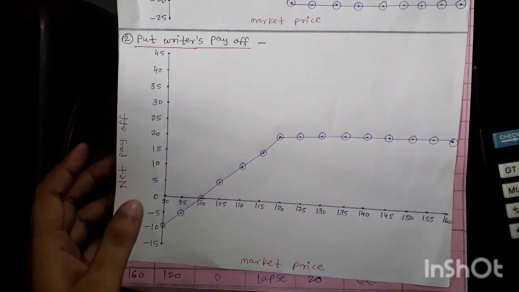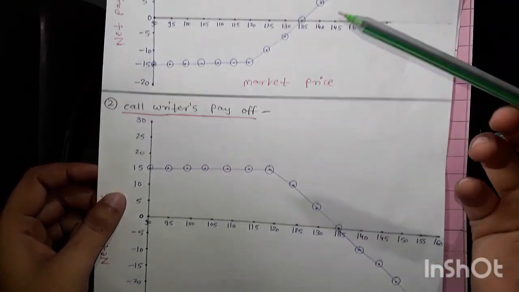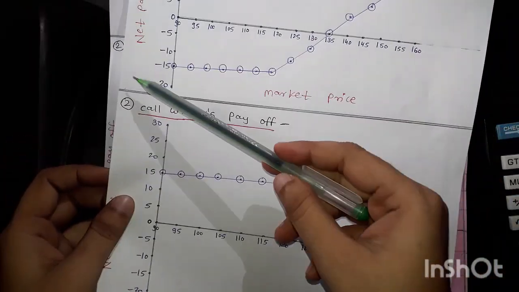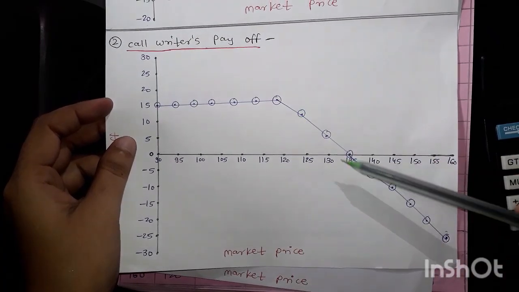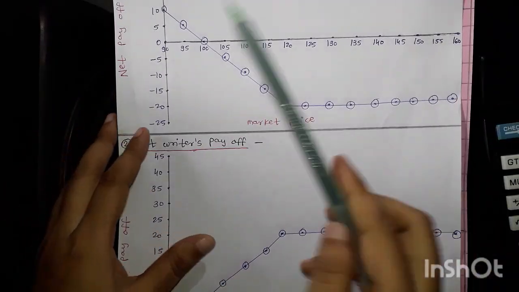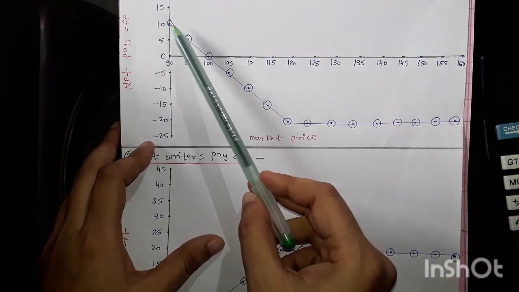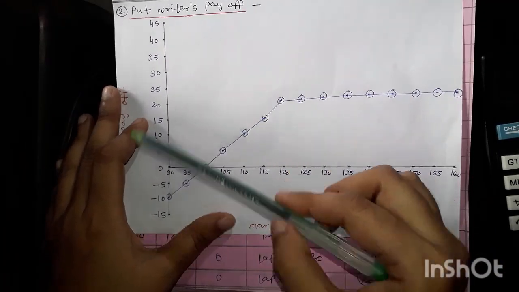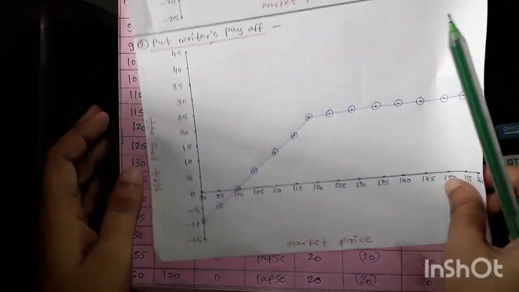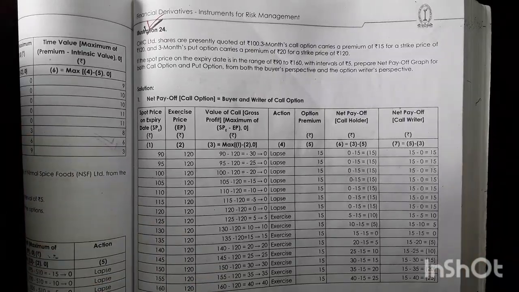In total, 4 graphs are there. This was the call buyer graph, from negative to positive. This is the call writer's graph, from positive to negative. This is the put buyer graph, from positive to negative, and this is the put writer's graph, from negative to positive. So here we have completed the first question of graphs, illustration number 24.